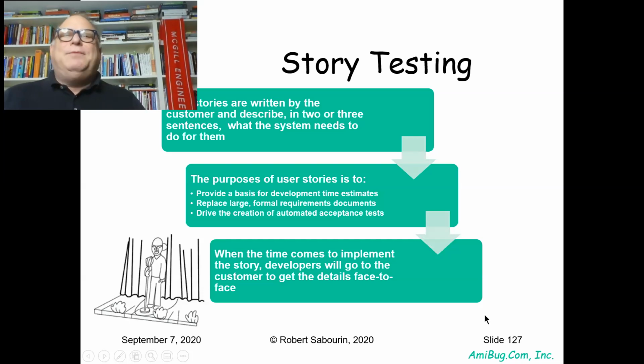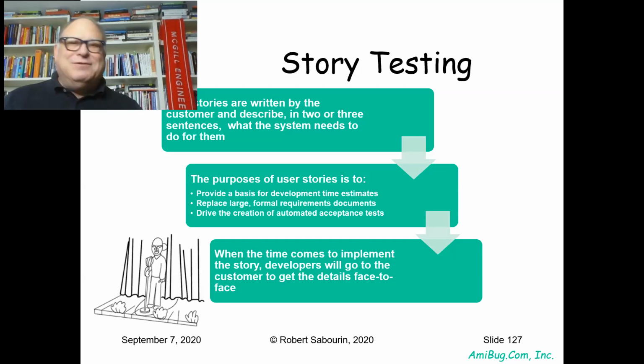Now, what's a story? Well, a user story is written by the business or the customer. It's a requirement, and they describe in 2 or 3 sentences what the system needs to do for the user. The purpose of the user story is to provide a basis for managing and organizing and estimating the development, replace the need for really detailed formal requirement specifications. User stories are usually very terse, and they drive the creation of automated acceptance tests, which can be used for downstream regression purposes. When it comes time to implement the story, we will probably need a lot more details from the customer or from the user or from the business stakeholders. And we get these details in Agile teams when we actually implement the story.